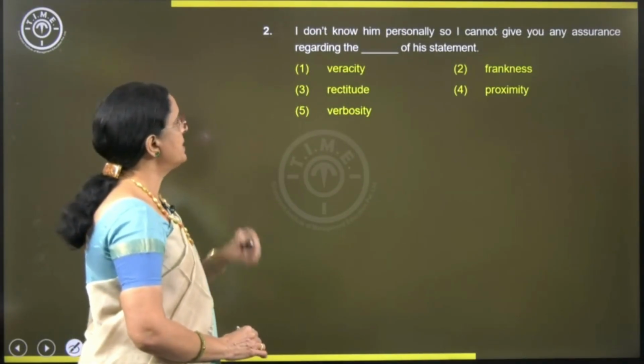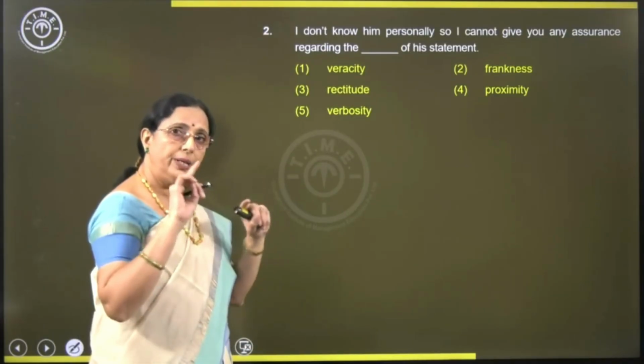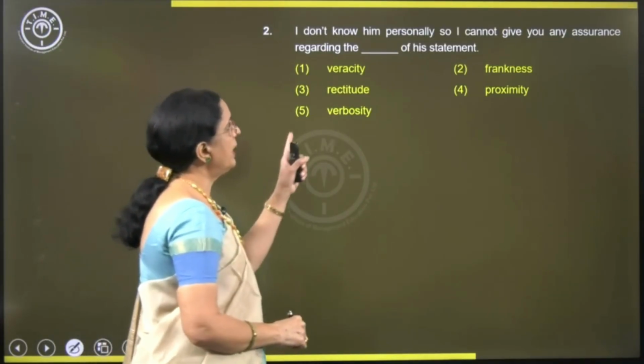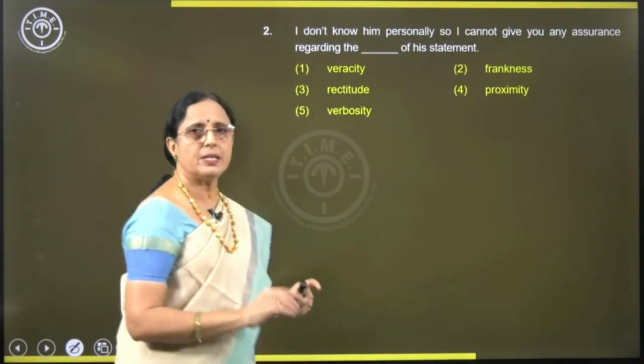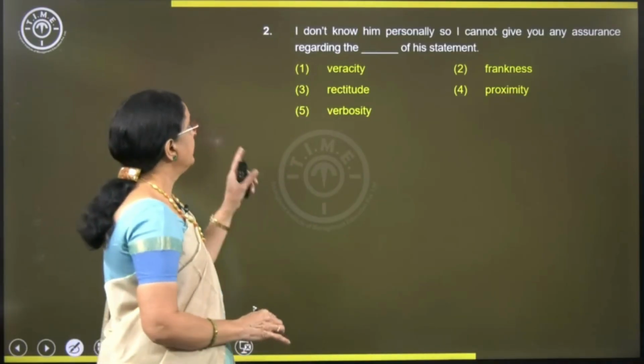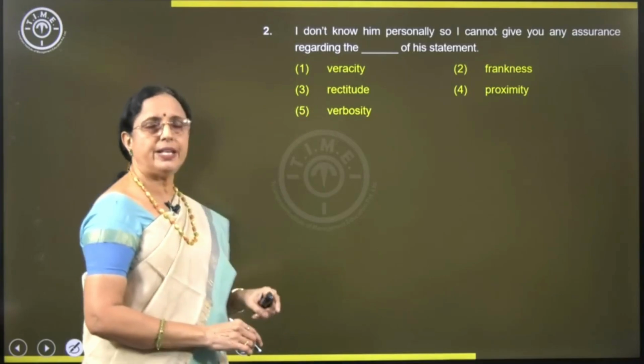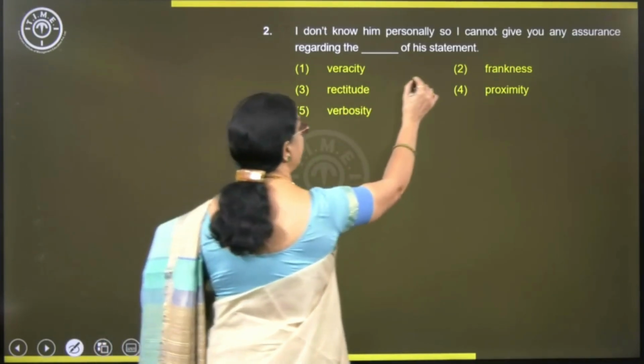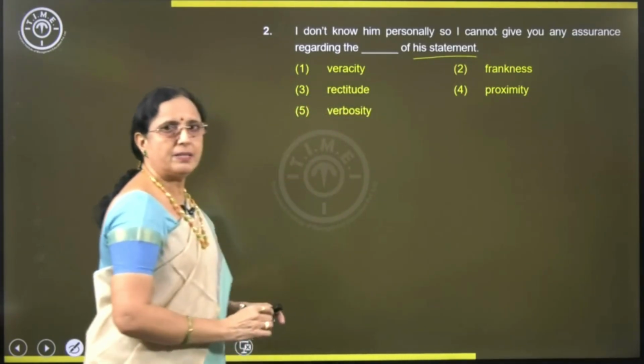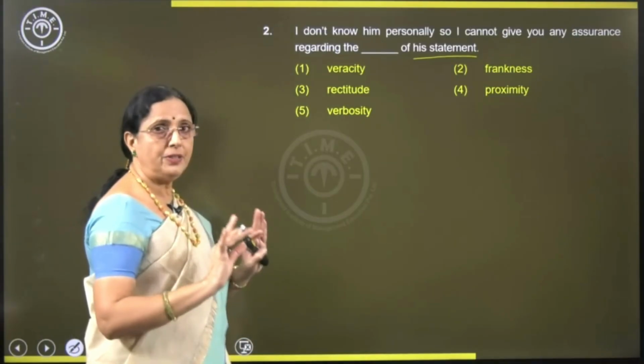I don't know him personally. Right. So, I cannot give you any assurance, any guarantee regarding the dash of his statement. And this word should be related to his statement. Alright. So, I can't give you any assurance.